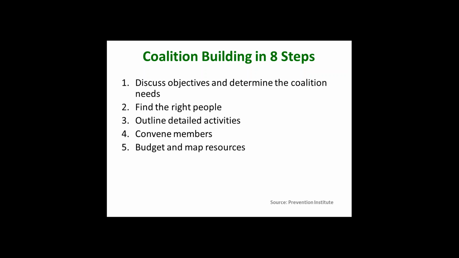Step 5 is budget and map your resources. There should be a lead organization, and the lead organization will often need to have some staff who are prepared to do some of the more detailed work. Additionally, a lot of coalitions are running on minimal budgets, so they need to consider that everyone's time is a valuable contribution. Step 6, create structure for a coalition.